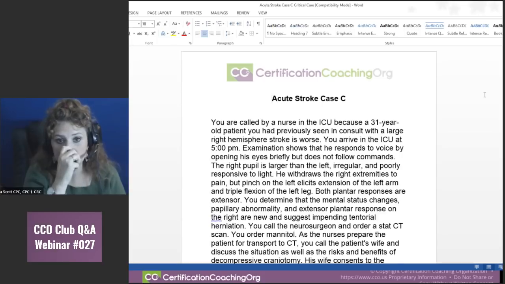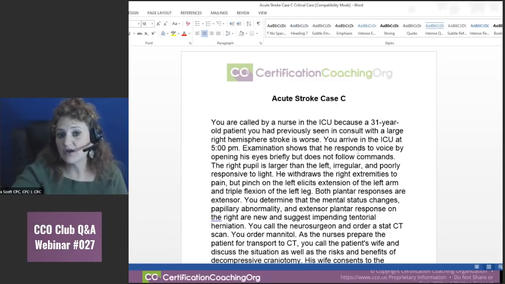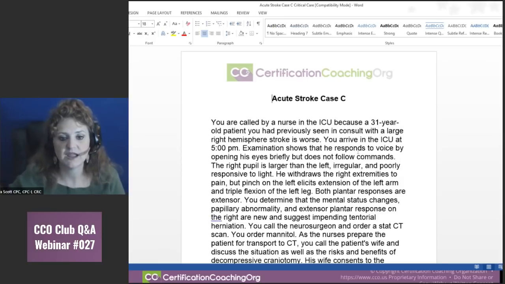So a 31-year-old patient, that's young to have a stroke. So you arrive at 5 p.m. You do an exam. Now she's already in the ICU, so that kind of establishes that she's critical. However, that's got to be all verbalized that the patient's critical. Why were you called in versus somebody else, right? And what is wrong with the patient that they're in ICU and they need you to come?